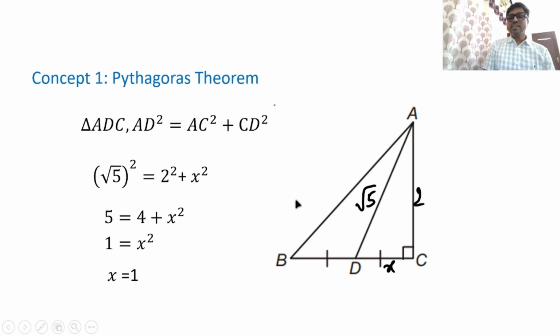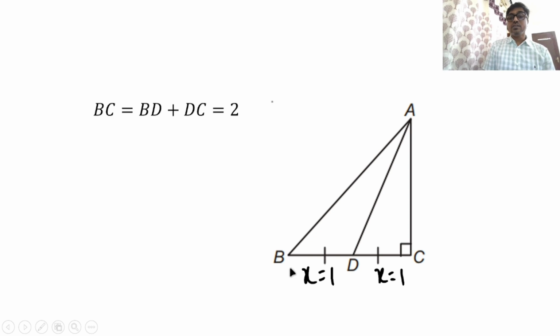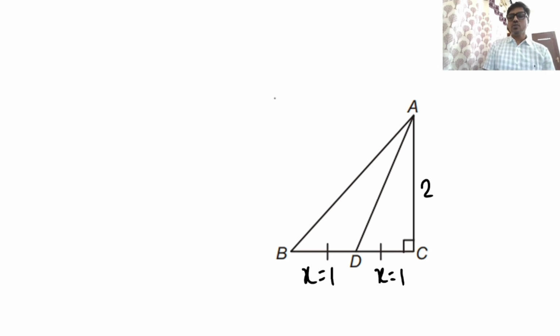The moment I got DC value, which is x equal to 1, I can calculate BC, the bigger one, total, because we know that D is the midpoint, given as midpoint. So if BD equal to DC, then summation BC equal to BD plus DC, that is going to be 1 plus 1. It is going to be totally 2. BC equal to 2 units. That's what we got. Now let us go to the bigger triangle.